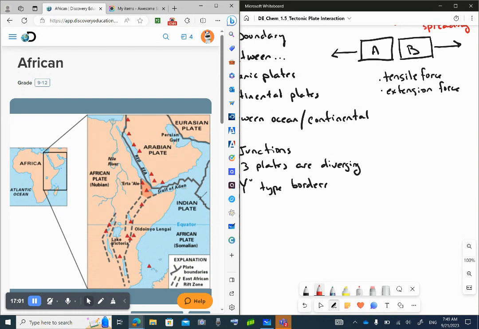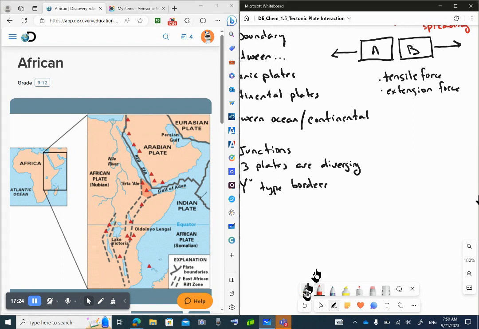And it's actually, the right-hand side, the Somalian plate, is pulling away from the left plate, the African plate, the Nubian plate. And both of those are pulling apart from the top here, the Arabian plate. And hence, that's where you get your Y shape. So let's go ahead and do that here.